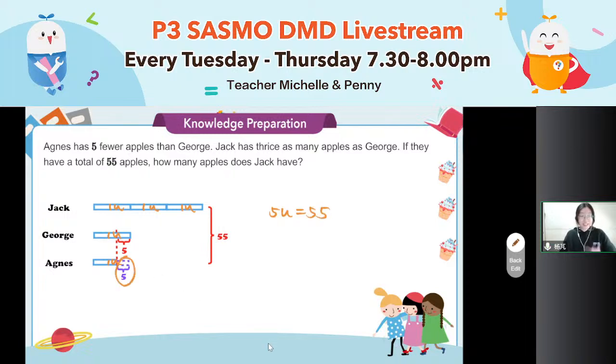No. Penny gave her 5 more. So that means the total will also be more, plus 5. So our first step is to try to find out the complete unit. 5 complete units equal 55 plus 5 equals 60. Then it will be easy to find out 1 unit. Can you tell me 1 unit now? I think you know how to do.